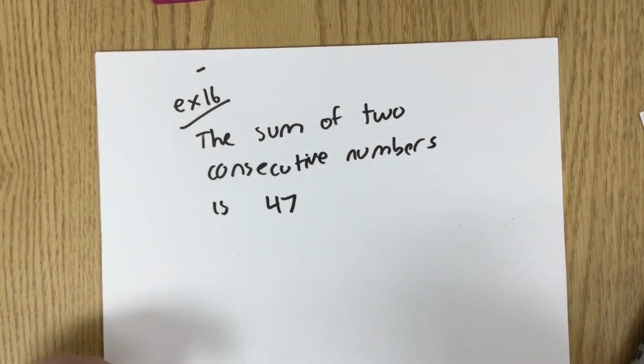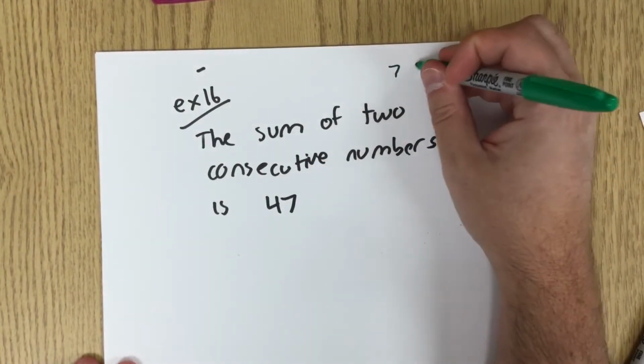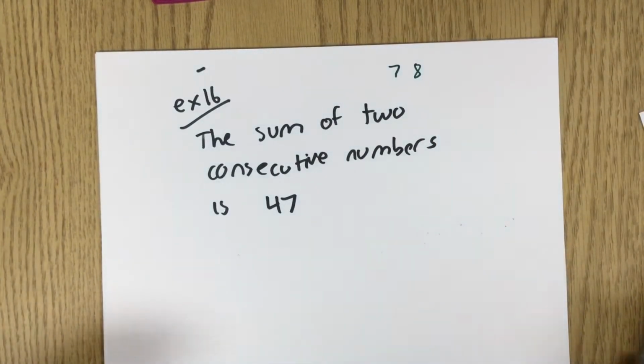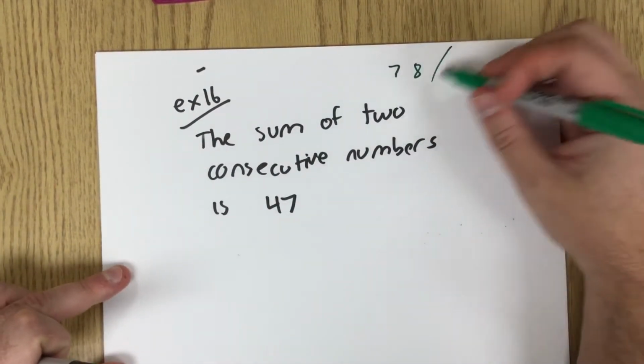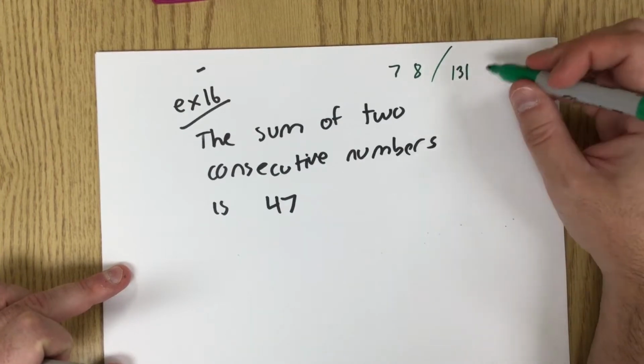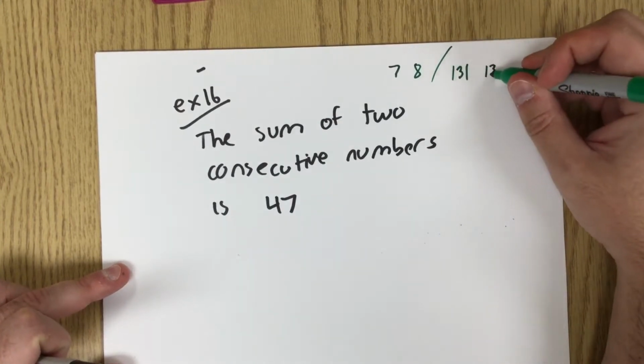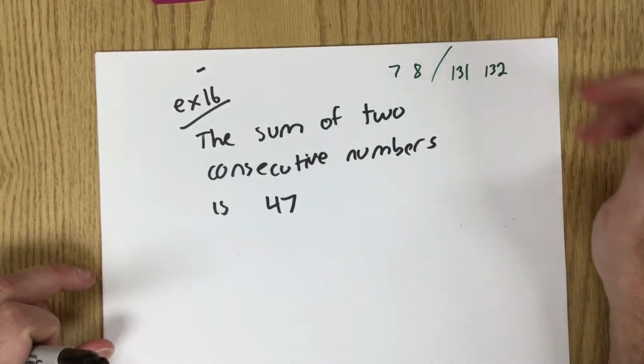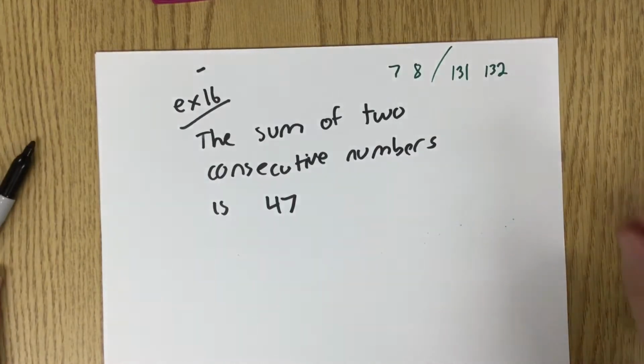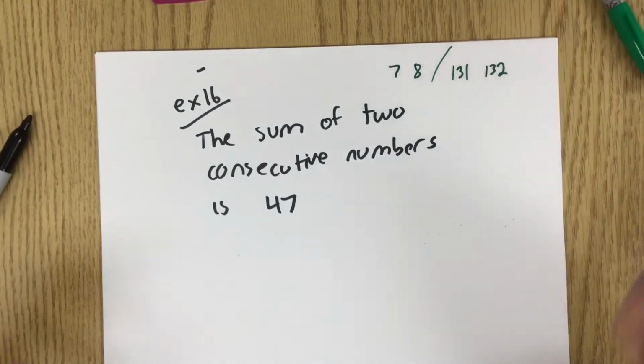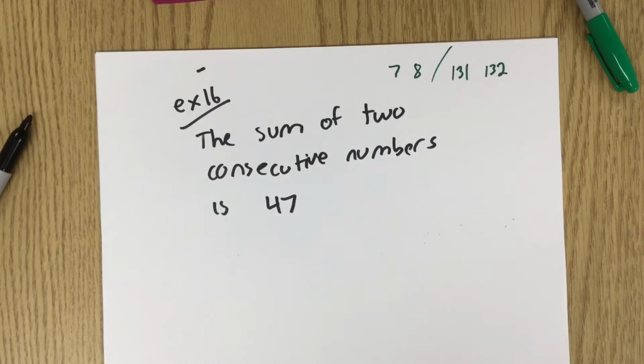So for example, if we have the number 7, the next consecutive number is 8. If we have the number 131, the next consecutive number is 132. That's the one that comes right after it. So when we have more than one number, we're going to be talking about the sum of two consecutive numbers.